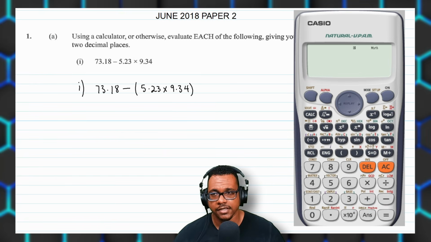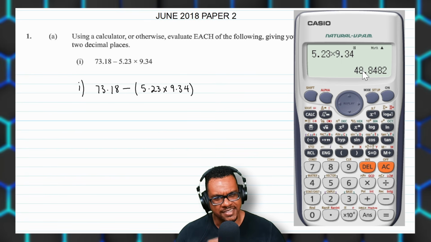All right, so here we have the calculator up. So we're going to put 5.23 multiplied by 9.34 and press equal. Now, we're going to 2 decimal places, so what I'll do for the answers here is approximate them to 3 decimal places, and then the final answer to 2 decimal places. So I have 48.84, and I'll go to this 8. After this 8 is a 2, so I put in 48.848.